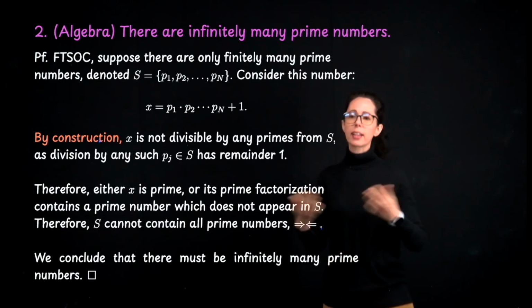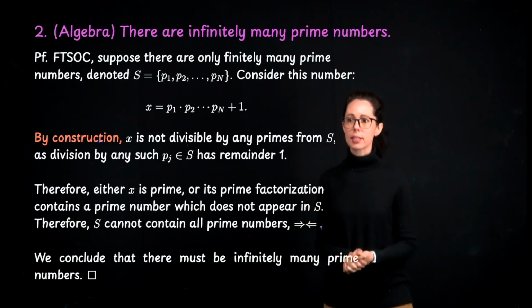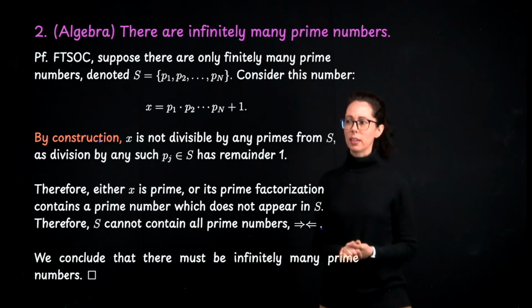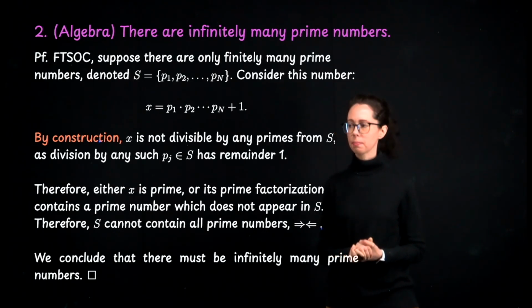Don't just say X is not divisible by any of the primes from the set S. Take it a little bit further and say that because if we tried to divide it by any of the primes from S, we would leave remainder 1. So this proof isn't that long, but I don't think it should be much more terse than this.